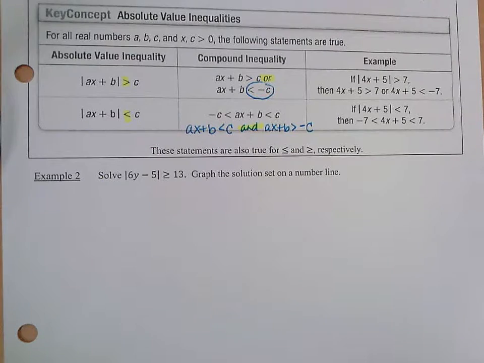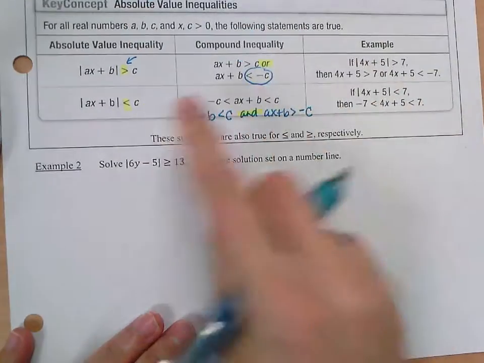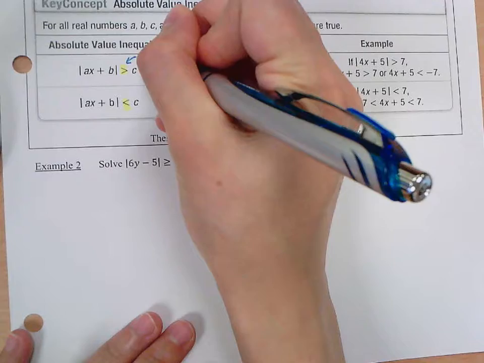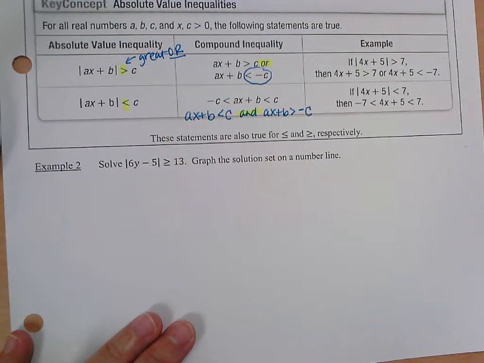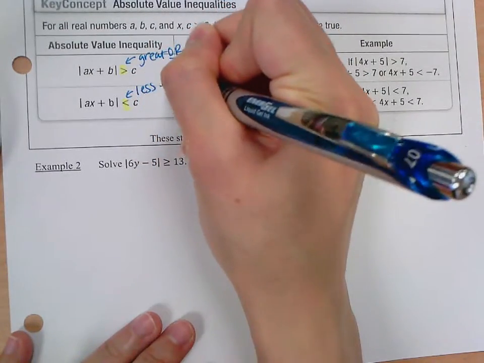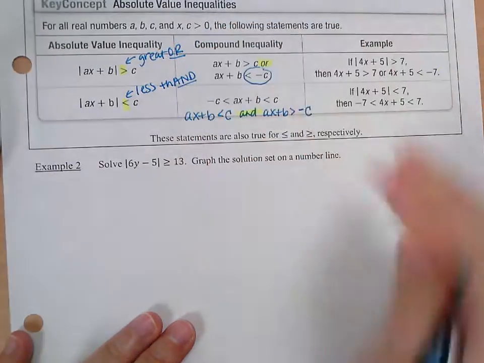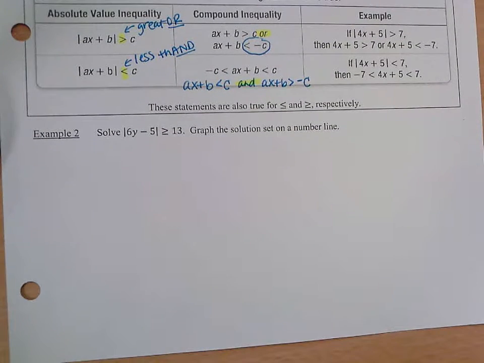I do have one thing that helps me remember which is which, and maybe when you first saw these, you've seen this before, but to remember which one is or, which one is and, I always think great or. So great or, a greater than symbol goes with or, and then less than goes with and. So great or, and then less than. Because really it's just that word.